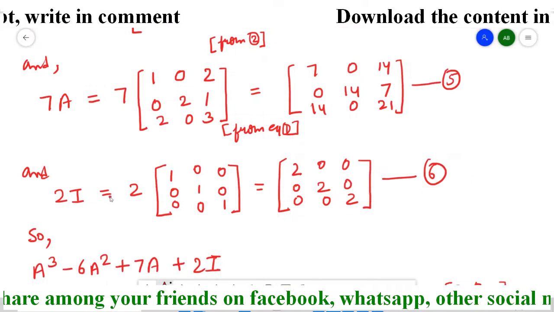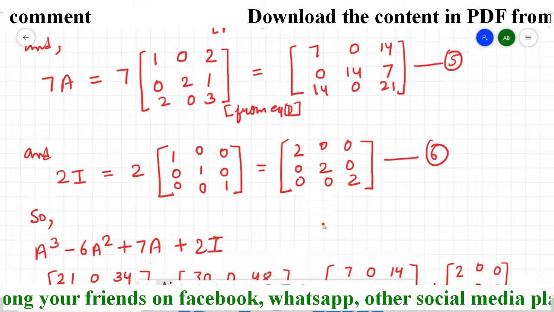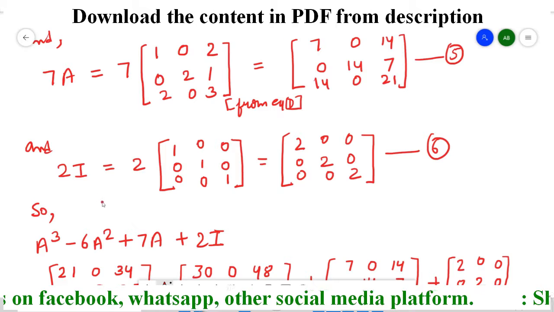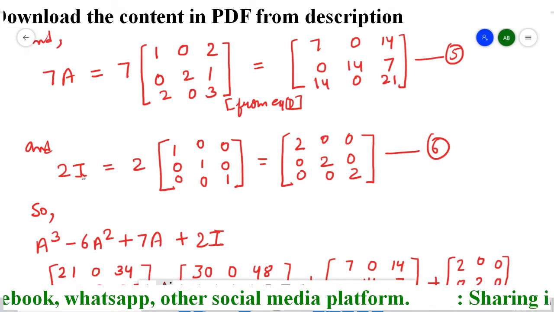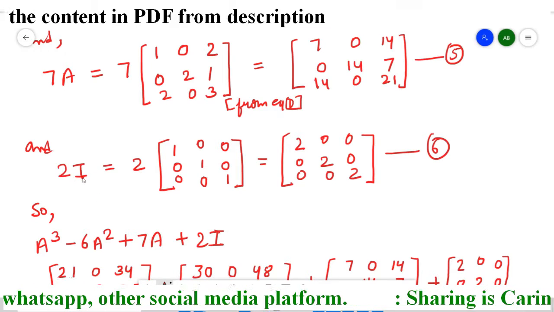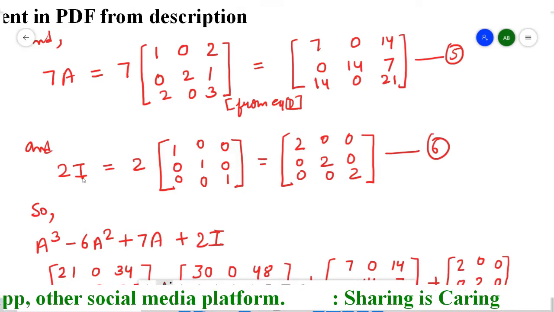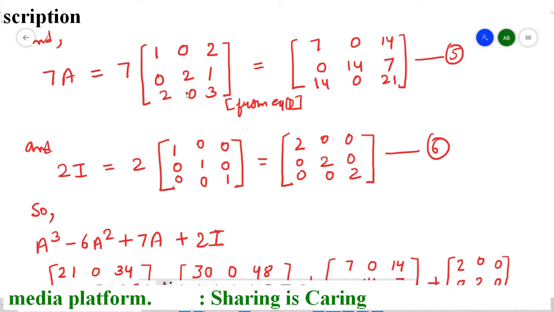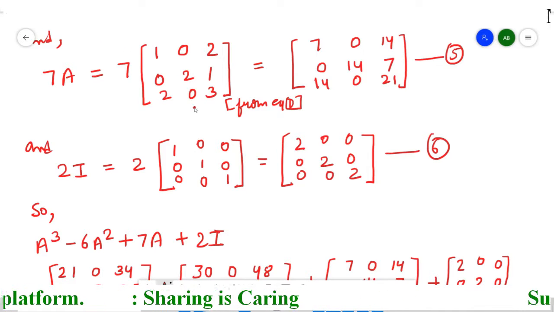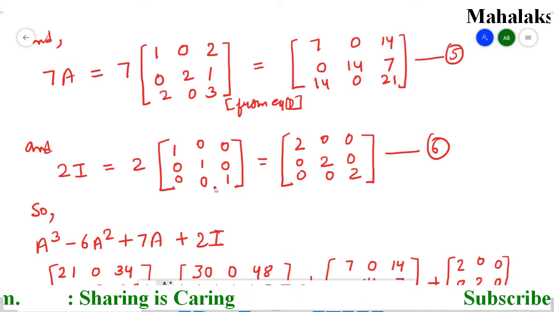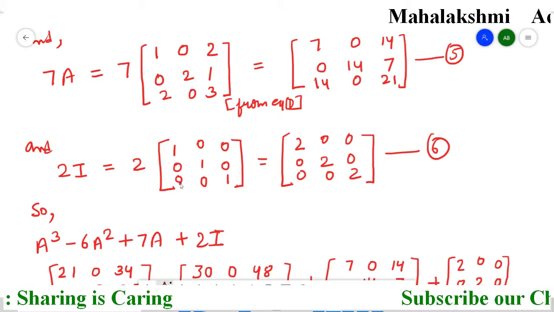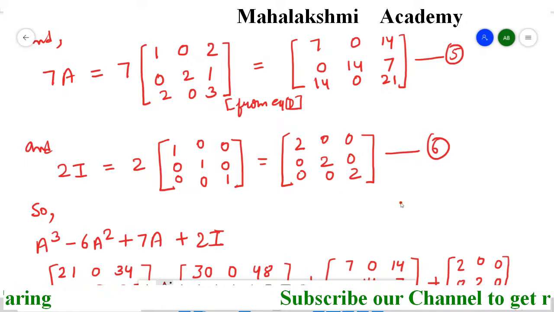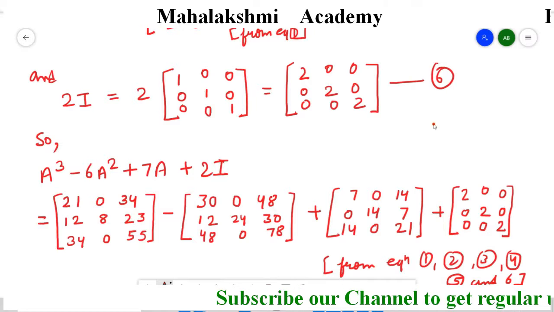Now the last term which is in the question is, see I wrote here question. The question was A cube minus 6A squared plus 7A plus 2I. Now 2I we need. Now this I is an identity matrix. Now it's on us. We can create it of any order, 2 by 2, 3 by 3, 4 by 4, 5 by 5. Depends on the question. Since in our question every matrix is of order 3 by 3, that's why here also I created the identity matrix of order 3 by 3. Now this 2 will enter inside, it will give us this result. Now, so total 6 equations we obtained.